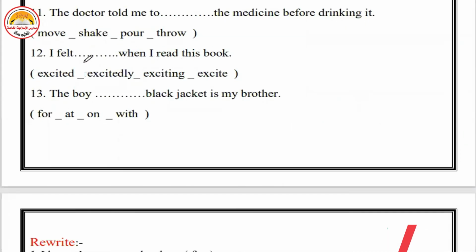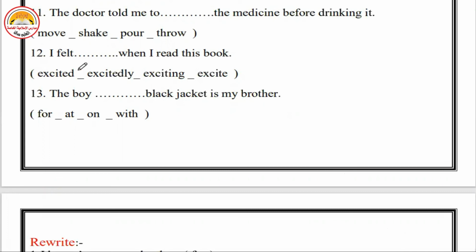Describe. The doctor told me to the medicine before drinking it. Move, shake, pour, throw. Okay. Who else? Marwan, can you answer? Told me to what? Okay, Hamdi? To shake, yes. To shake the medicine, yes.